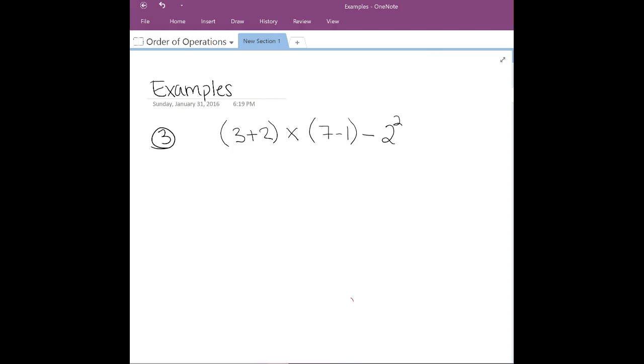Alrighty, a little bit harder problem. We have the quantity 3 plus 2 times the quantity 7 minus 1 minus 2 squared. So what mathematical operations do we have in this problem? Well, we have addition, multiplication, subtraction, and then we also have exponents, and we also have some parentheses laid out. So I have addition, multiplication, subtraction, some more subtraction, some exponents, and I do have a couple sets of parentheses.